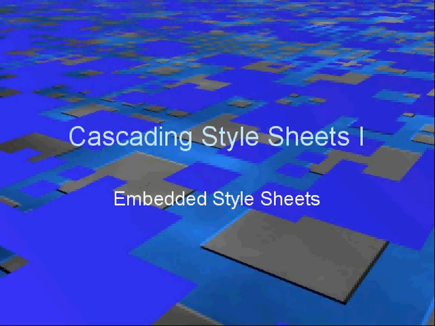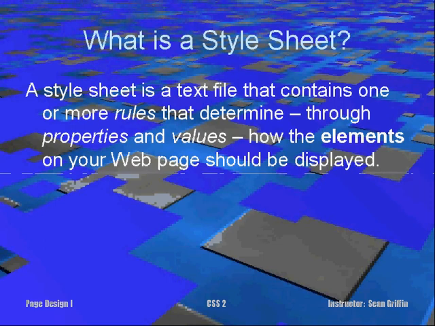Cascading style sheets. What is a style sheet? A style sheet is a text file that contains one or more rules that determine, through properties and values, how the elements on your web page should be displayed.